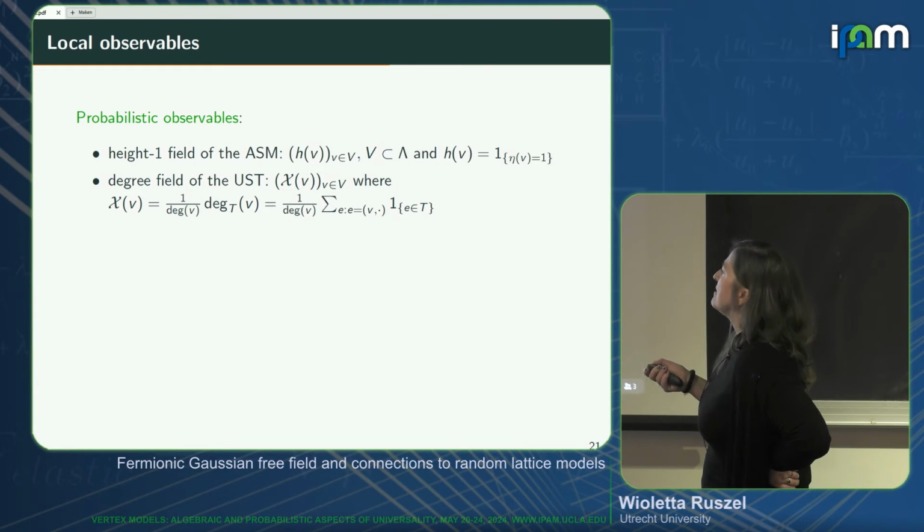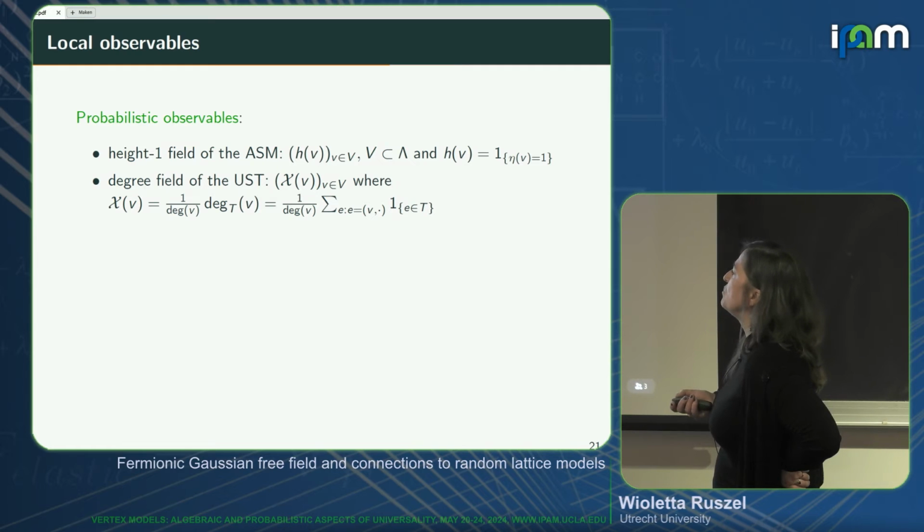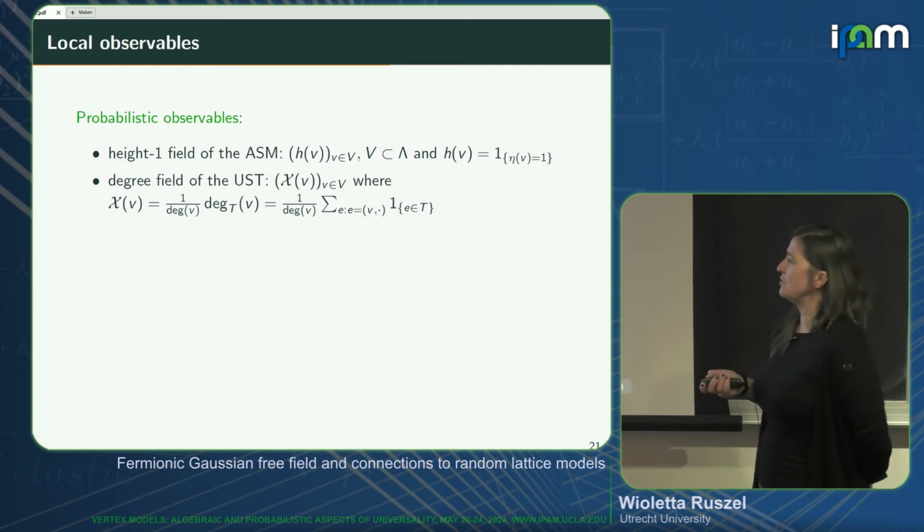And I also will look at the average degree field of the uniform spanning tree. So per vertex, I'm looking at what is the random degree of my spanning tree, and I'm normalizing it by the degree of the vertex.